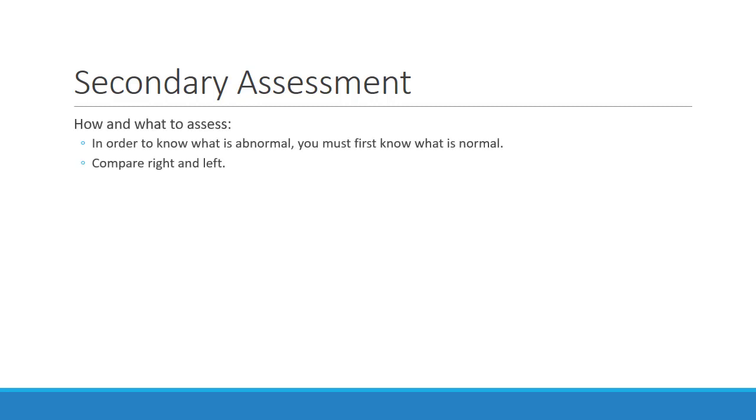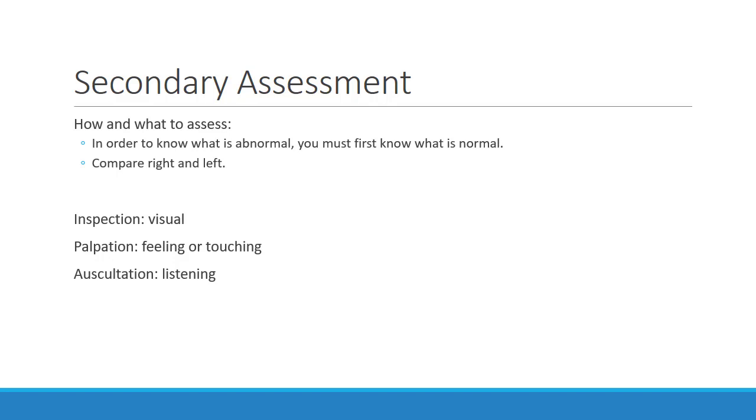So how and what to assess? In order to know what is abnormal, you've got to know what is normal. One of the things that we do is compare left and right as well. So we're going to compare left and right and top to bottom on many body systems. Here in a second, we're going to talk about body systems real quick. One of the things we will work on in class is not only showing you what is abnormal, but also showing you what normal is. Because if you know what normal is, then when you see or hear or feel abnormal, you'll know it a lot quicker.